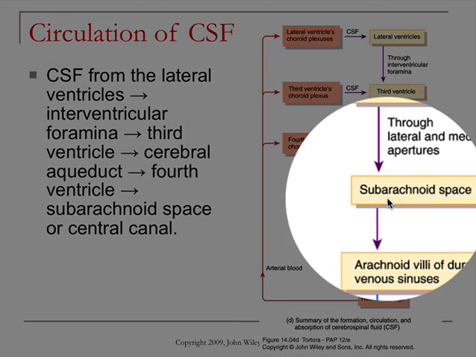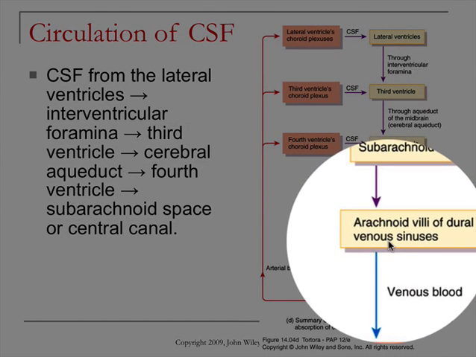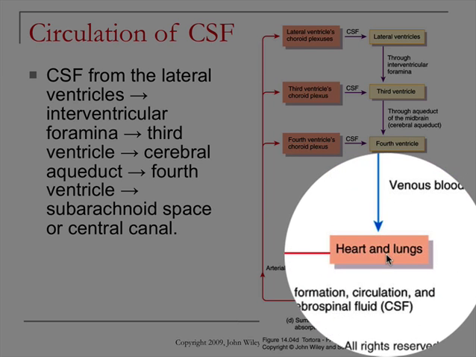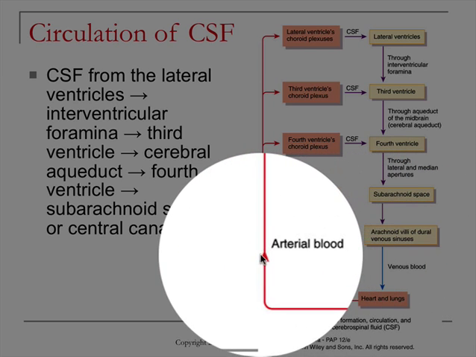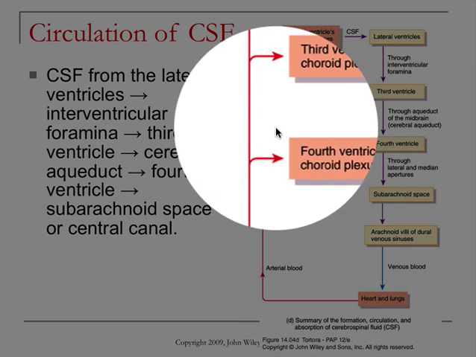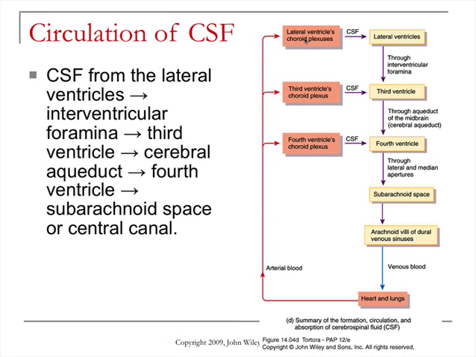The subarachnoid space forms certain structures called arachnoid villi that project into what's called the dural venous sinuses. The cerebrospinal fluid then becomes part of the venous blood and then travels through the heart and lungs and becomes arterial blood, and then goes back into the capillaries within each of the choroid plexuses. So as we can see here, the cerebrospinal fluid is not a static fluid, but rather is something that is constantly being made and constantly being reabsorbed.